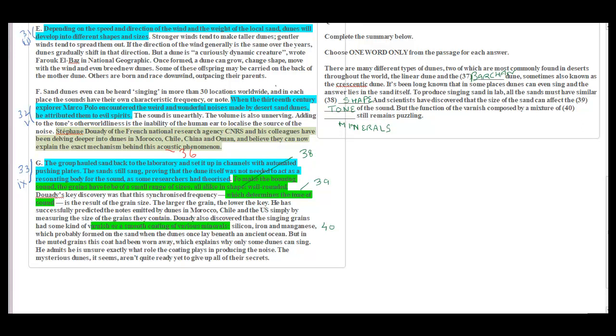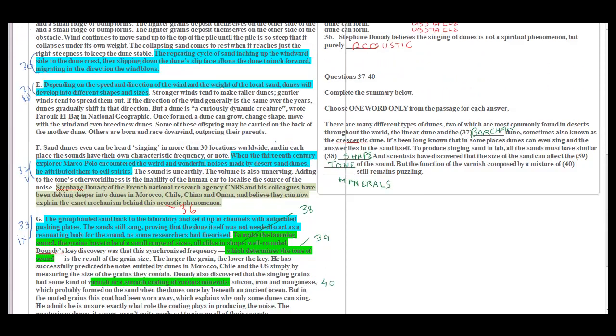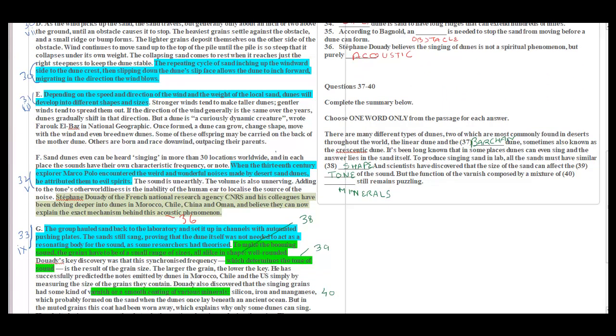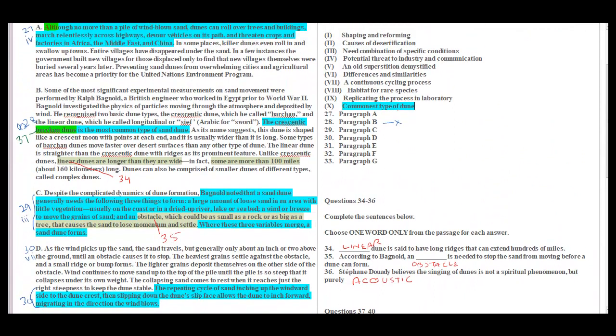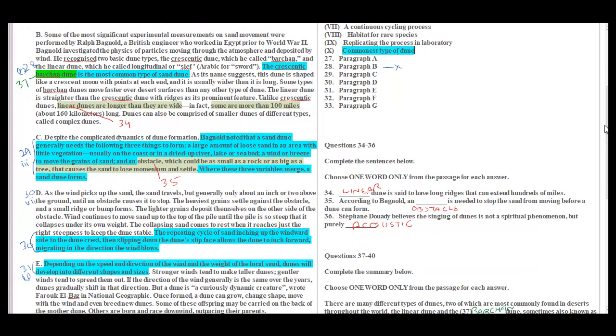The sand still sang, proving that the dune itself was not needed to act as a resonating body for the sound, as some researchers had theorized. So here an indication is given: a group of scientists created the same thing in the laboratory. That is, an experiment is done in the laboratory. So there is an indication given over here. Ninth part, that is replicating the process in the laboratory.